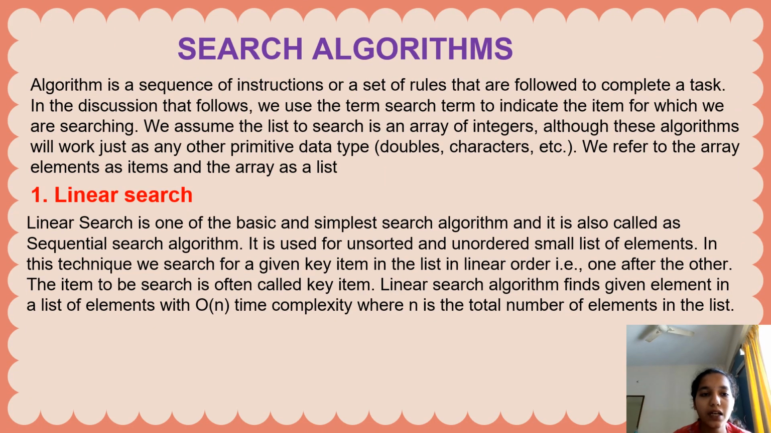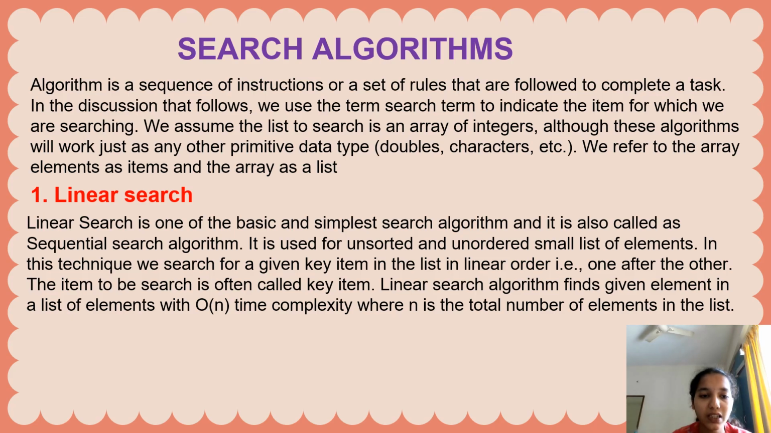Search algorithms. An algorithm is a sequence of instructions or set of rules that are followed to complete a task. In the discussion that follows, we use the term search term to indicate the item for which we are searching. We assume the list to search is an array of integers. Although these algorithms will work just as well with any other primitive data types, we refer to the array elements as items and the array as a list.